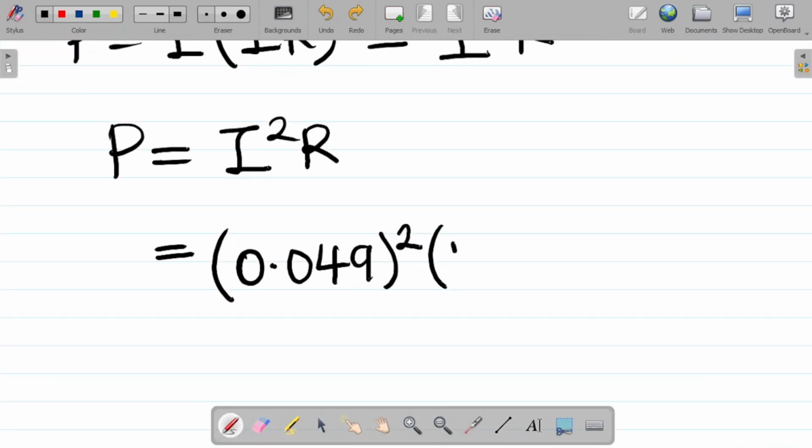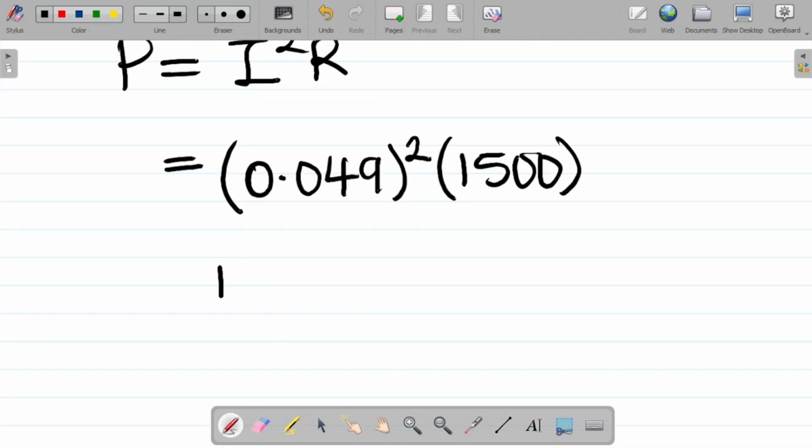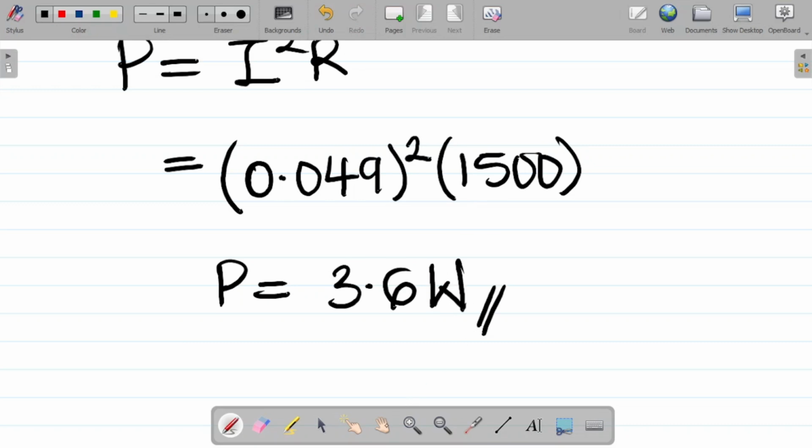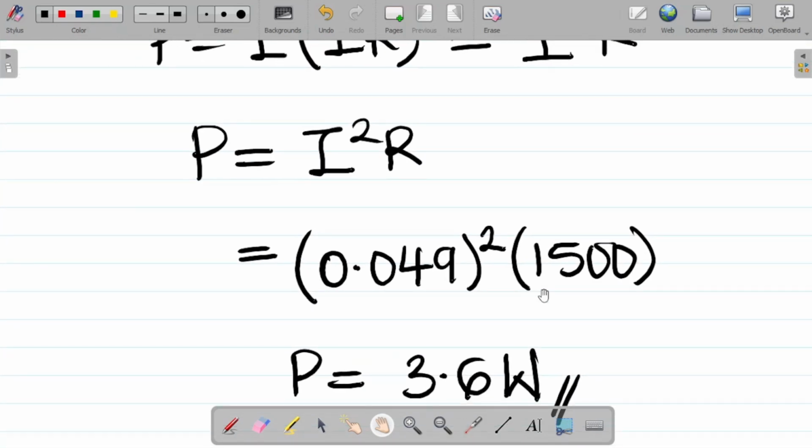So this times 1,500. Hence the power P is equal to, I'll just go straight to punching this, 0.049 all squared multiplied by 1,500. The value here is 3.60, or 3.6, you can add a 0 here, it is insignificant, so I'll just use 3.6. Now power is measured in watts, so that's a capital W to mean watts. So I have this. All right, guys, so this is how you solve this question.